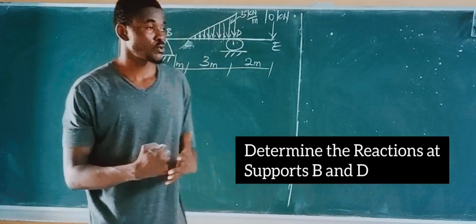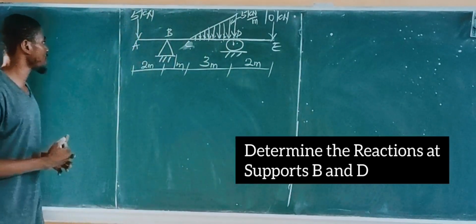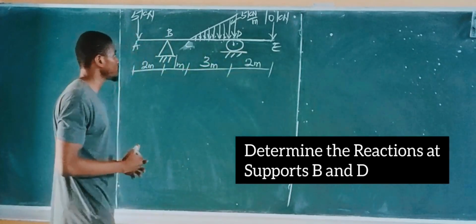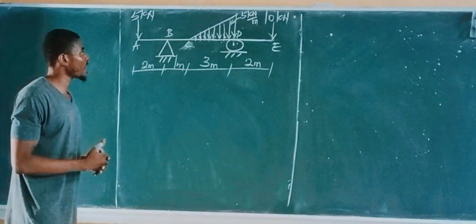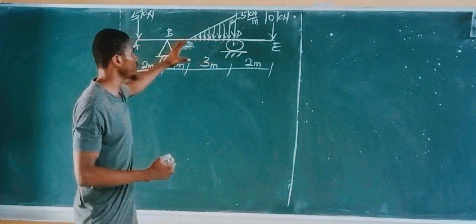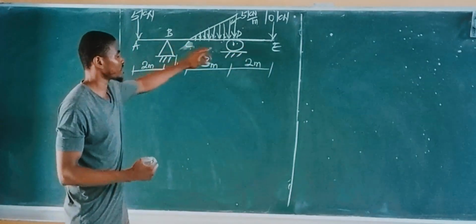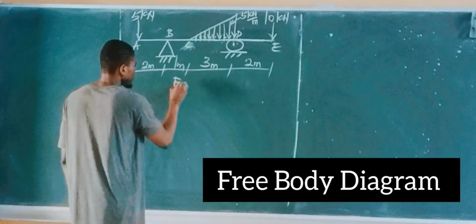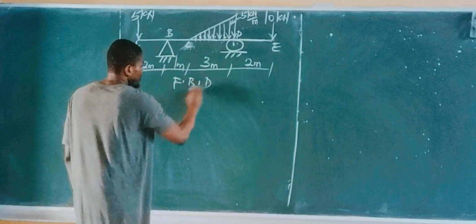So let's say we are asked to determine the supports at points B and D for the beam shown. This beam carries two point loads, at point A and point B, and then carries a uniformly varying load between point C and point D. Let's start with the free body diagram.